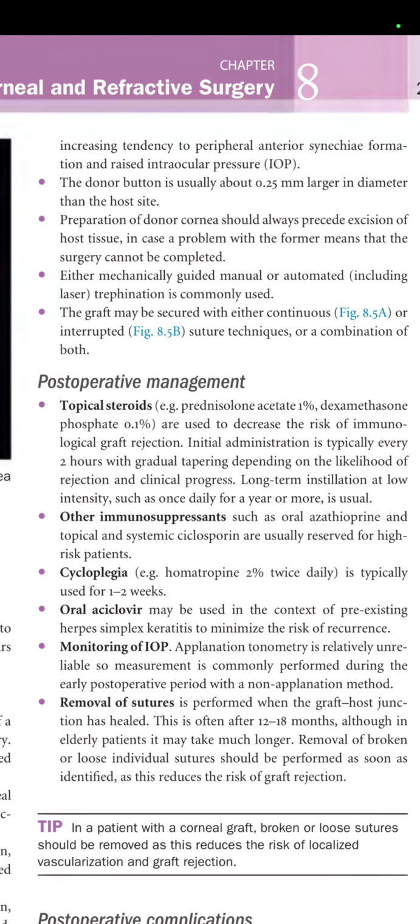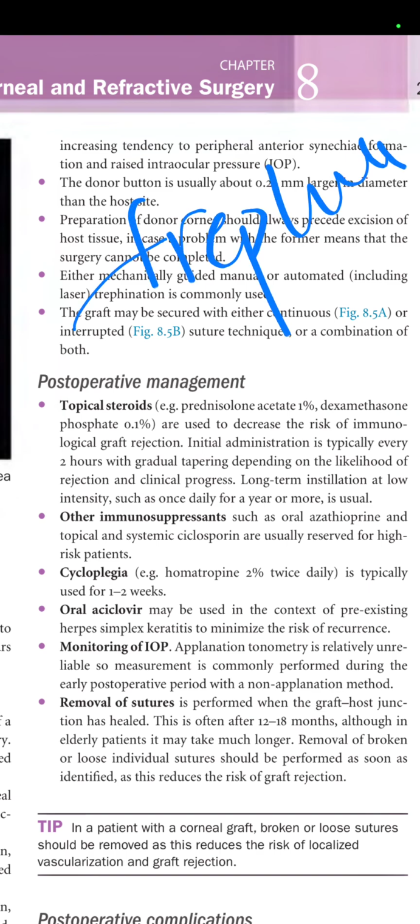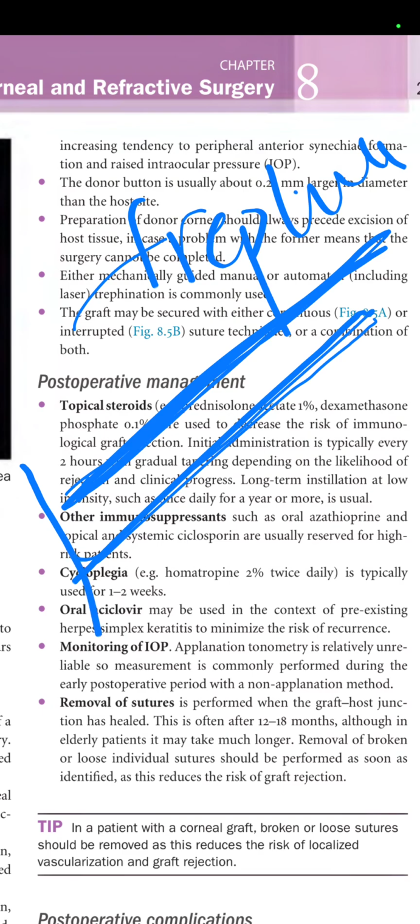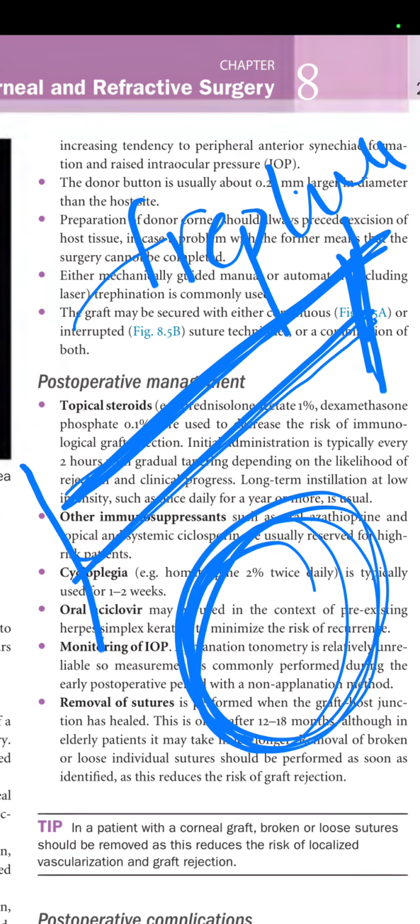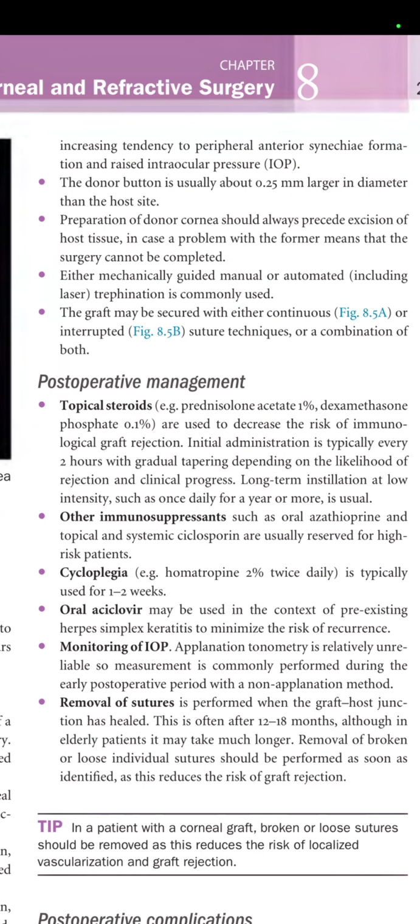Trephination, either mechanically guided, manual, or automated, including laser trephination, is commonly used. Basically, what is a trephine? A trephine is an instrument used to excise the cornea, whether in the host cornea or in the donor cornea. It is a blade of certain diameters. Like if you are going to trephine a 7.25 mm cornea, then the trephine should be of that size, and you press it; there are manual and automated types. The graft may be secured with either continuous or interrupted suture techniques, or a combination of both.